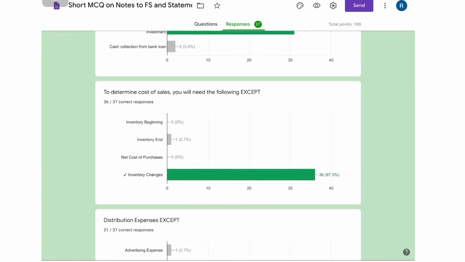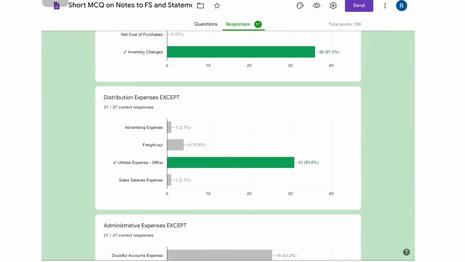Answer is inventory changes because to compute cost of sales, you will need inventory beginning, add your net cost of purchases, to get your total goods available for sale, then deduct your inventory end to get your cost of sales. So inventory changes, that's the answer.